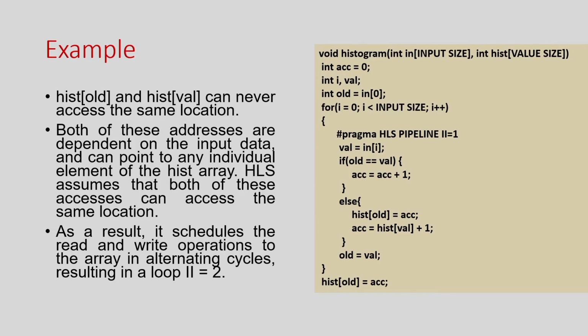Suppose in this loop, I am reading and writing the histogram array locations. If you do not look at the other part of the code, you can assume that this old and new value can be the same, so you are reading and writing the same location. Since the tool cannot identify otherwise, in the worst case the old and new value can be the same.